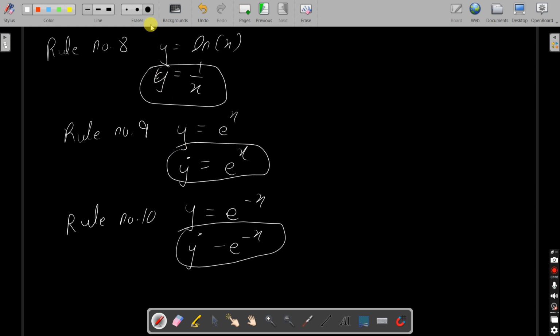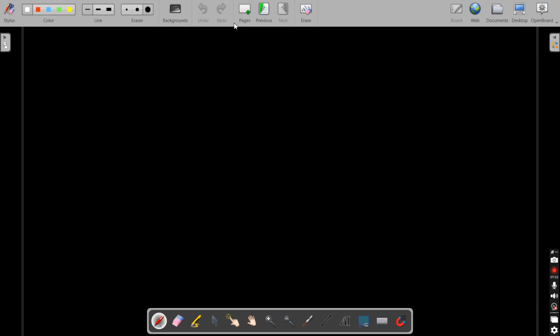Now, things to remember. If there is a constant while we are differentiating, if y is equal to c, then dy by dx will be 0. The differentiation of y will be 0 if c is a constant.